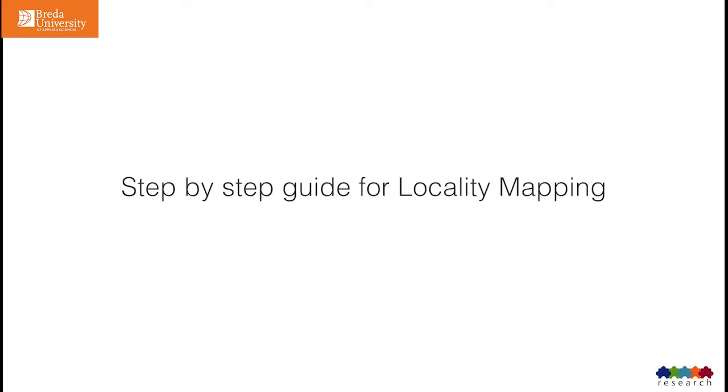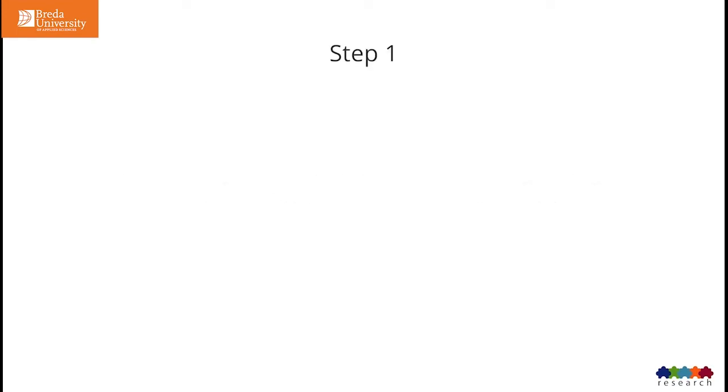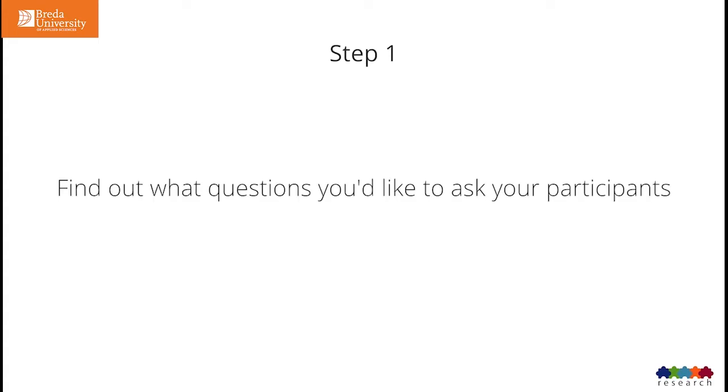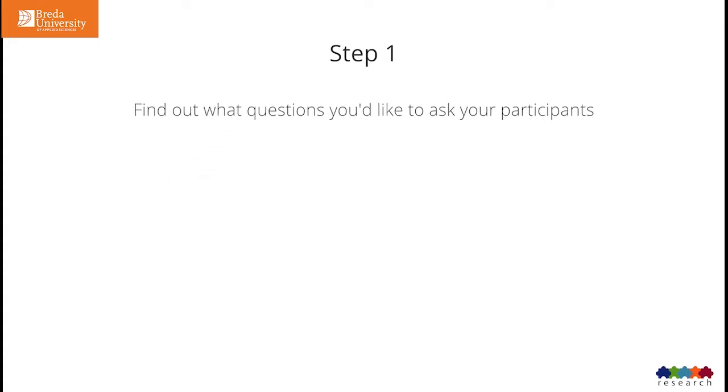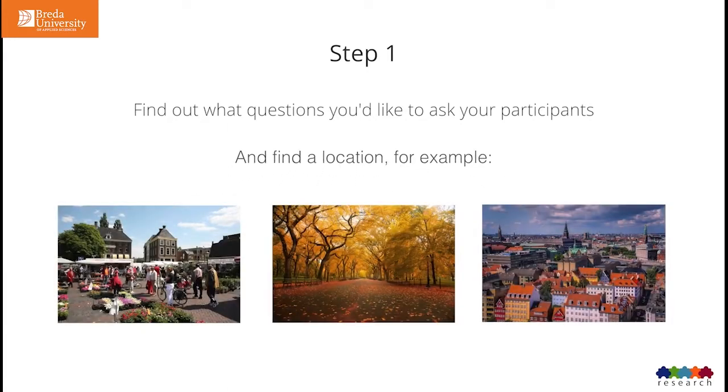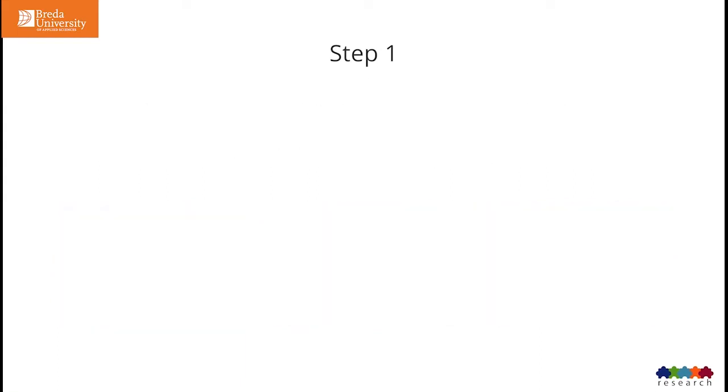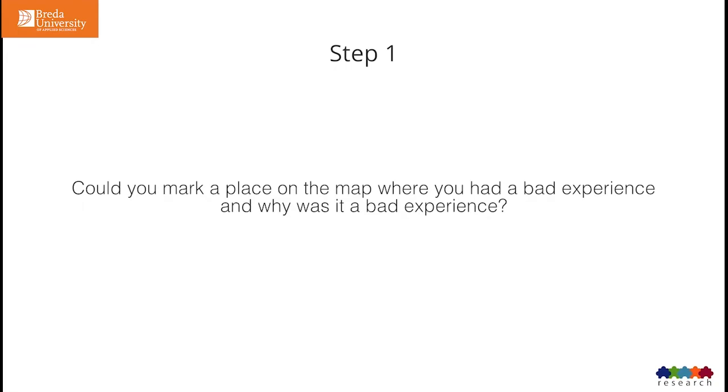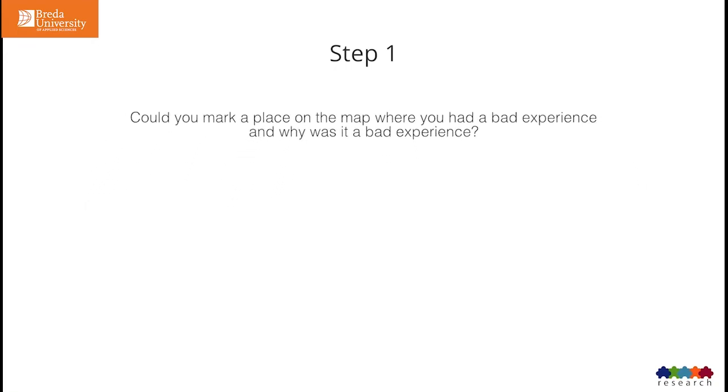Inspired yet? Here you can see a step-by-step guide on how to perform locality mapping. Step 1. First, you should find out what questions you would like to ask the participants of the research and find a location where the target group is well represented, in order to make sure that you have enough participants. An example of an interesting question for locality mapping is: could you mark a place on the map where you had a bad experience, and why was it a bad experience?